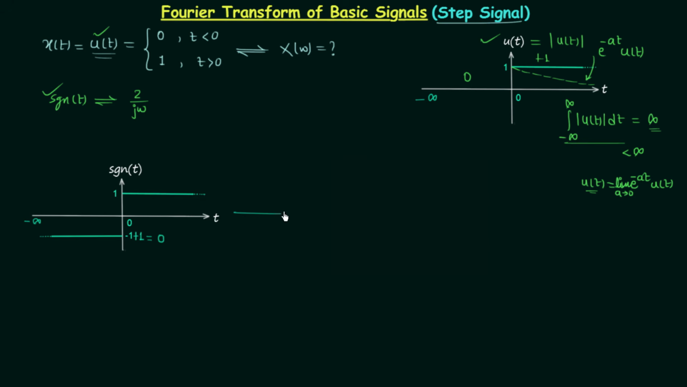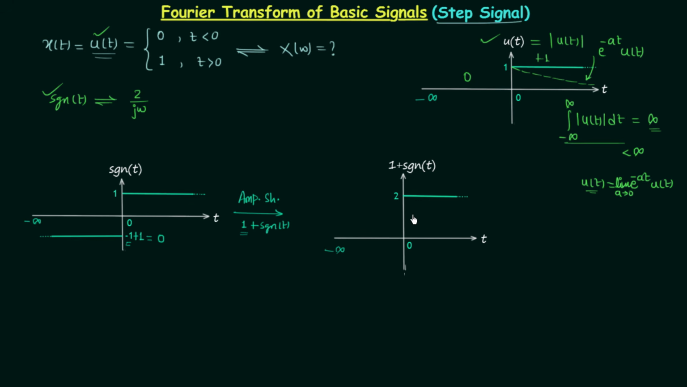So we will perform the amplitude shifting. We will add 1 to the Signum function, and after doing this we will have the waveform like this. From 0 to infinity the Signum function was equal to 1, and as 1 is added we will have 2 from 0 to infinity. From minus infinity to 0 the Signum function was equal to minus 1, and after adding 1 we will have 0 from minus infinity to 0.